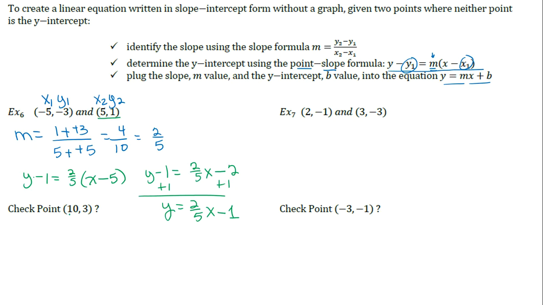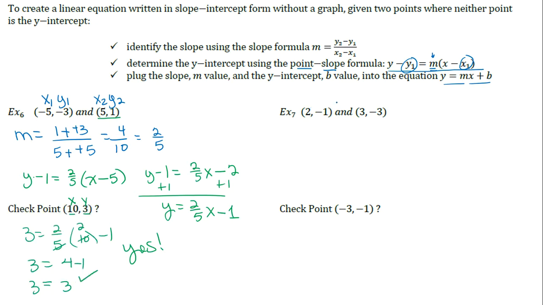Now let's check to see if (10, 3) lies on this line. 10 is the x value and 3 is the y. Five divides into the 10, 2. 2 times 2 is 4, minus 1. We see we get a true statement. So yes, this point, (10, 3), lies on this line. Okay, let's do another example.